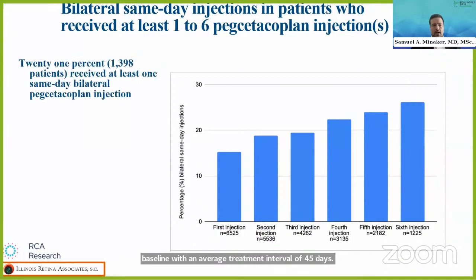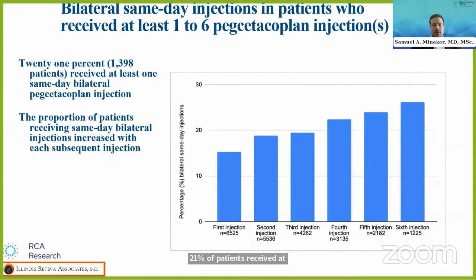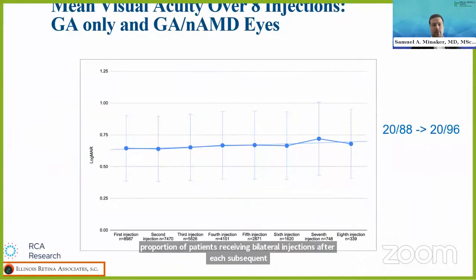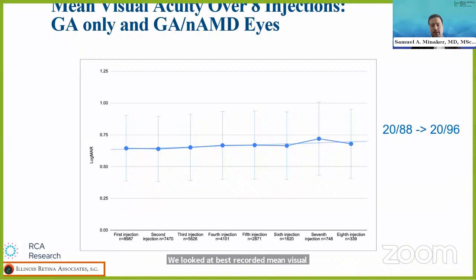21% of patients received at least one same-day bilateral injection, and there was an increase in the proportion of patients receiving bilateral injections after each subsequent injection. We looked at best recorded mean visual acuity over the initial 8 injections because the numbers started to fall off after that, and it appeared relatively stable when you pooled both groups, patients with geographic atrophy and patients with neovascular AMD with atrophy.